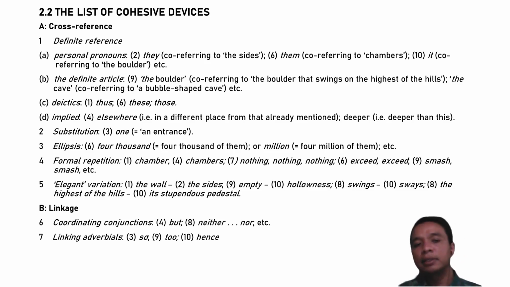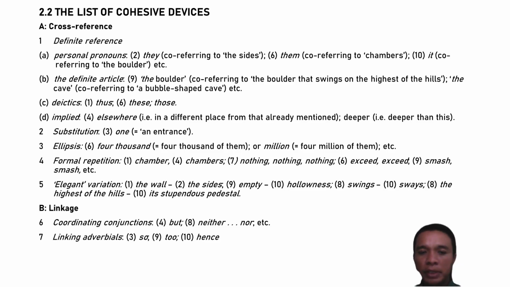C, deictics, thus, this, and thus. D, implied, elsewhere, for example, in a different place from that already mentioned, deeper, for example, deeper than this. 2, substitution, one means an entrance. 3, ellipsis, 4,000 means 4,000 of them, or a million means a million of them, etc.